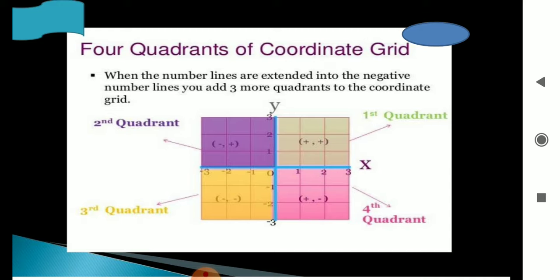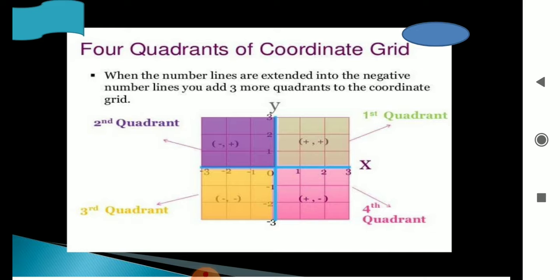Now similarly, if you draw the x-axis and y-axis, it will divide the plane into four equal parts. So we have four quadrants of the coordinate grid. When the number lines are extended into the negative number line, you add three more quadrants to the coordinate grid. Now you can see there is a first quadrant, second quadrant, third quadrant and fourth quadrant. So in this way you can see the signs of the quadrants also.